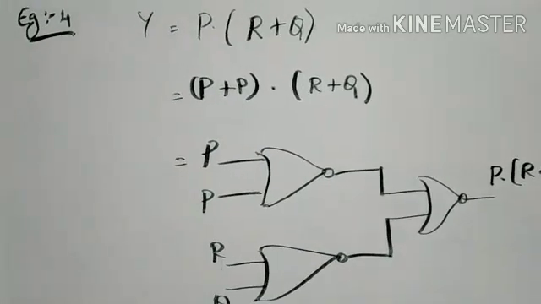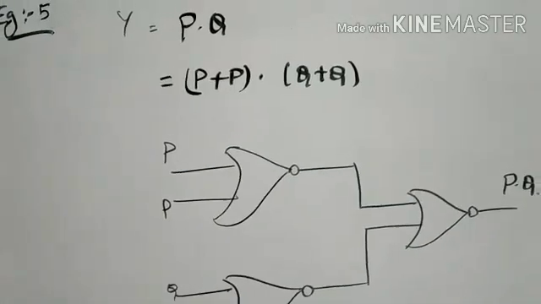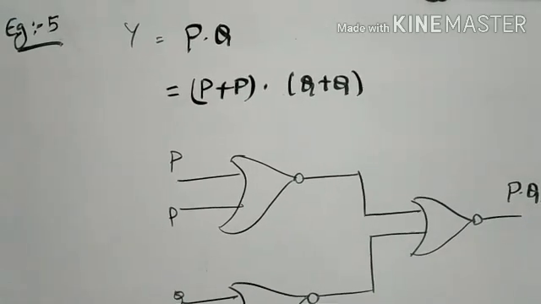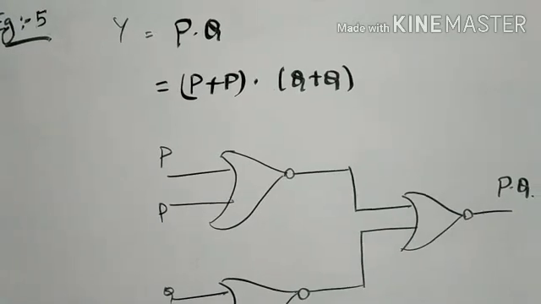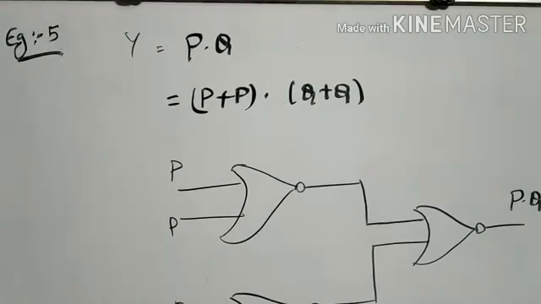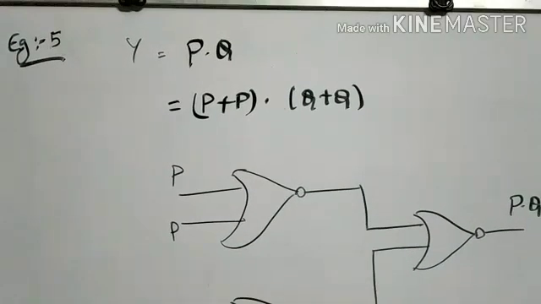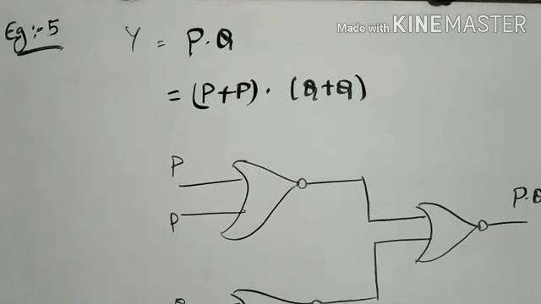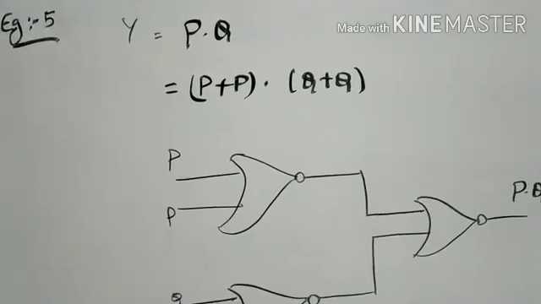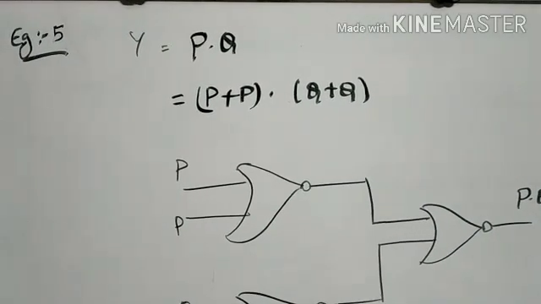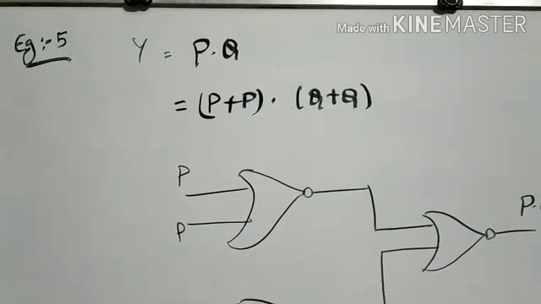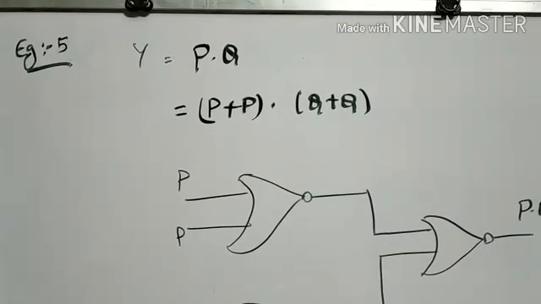Now we will see the fifth example. See, now we will see our example 5, that is y is equal to P into Q. So P into Q in the sense AND gate, right? So we can write that P as P plus P and Q as Q plus Q. Why are we writing in this manner? Because it should be in product of sum format. In order to implement the given function in NOR gate, we have to convert the given function into the product of sum format. So I am rewriting P as P plus P and Q as Q plus Q, right?